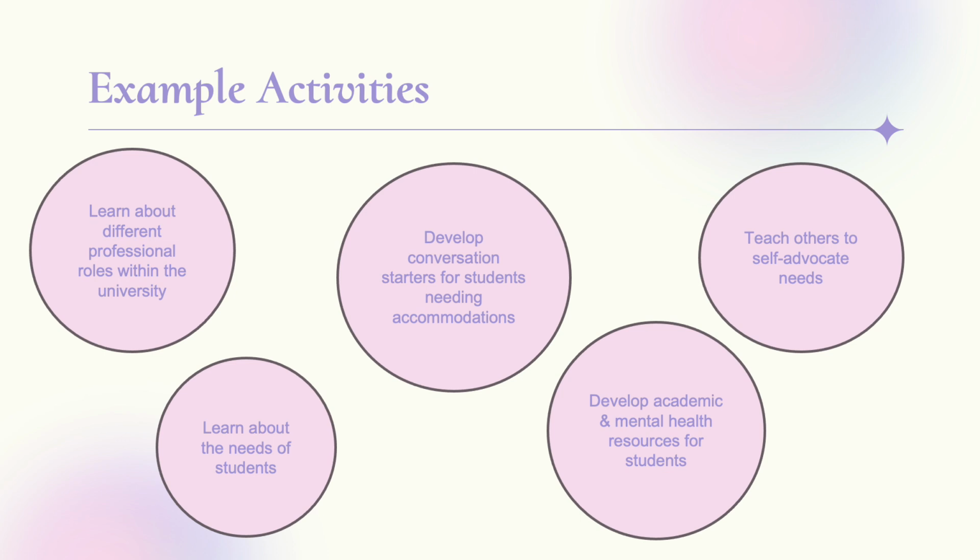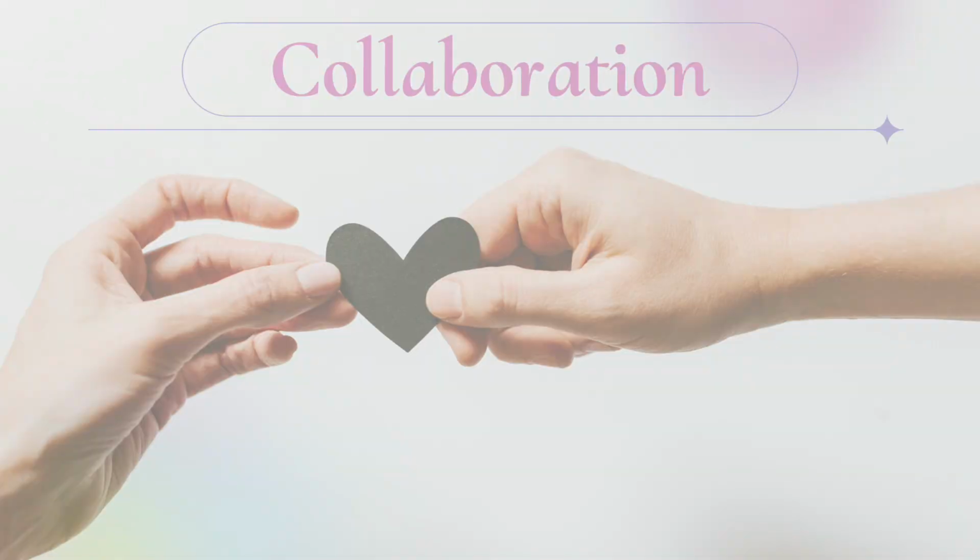For starters, learn about different professional roles, learn about the needs of the students, develop conversation starters for students needing accommodations, develop academic and mental health resources, and teach others to self-advocate their needs. The collaboration process will take 14 weeks, and I'm interested in providing specialized support and expertise for neurodivergent students to enhance an inclusive and supportive environment for learning.